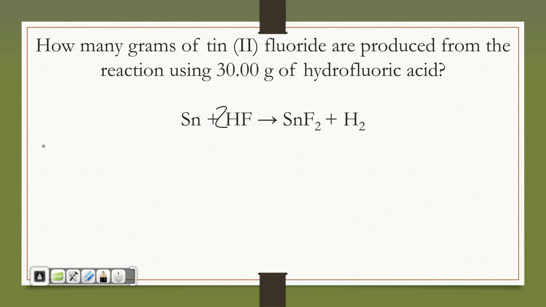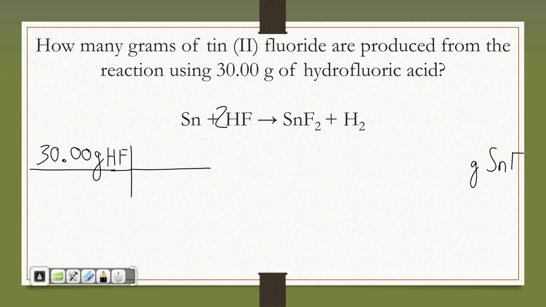I start off every problem just like I always have. I start with the number given to us, 30.00 grams, I should write the formula, of HF, hydrofluoric acid. All right, I'm trying to get grams of tin II fluoride, which is SnF2. All right, well that is a completely different compound. So the first thing I need to do is figure out how to change it to the other compound, and the only way to do that is to be in the mole.